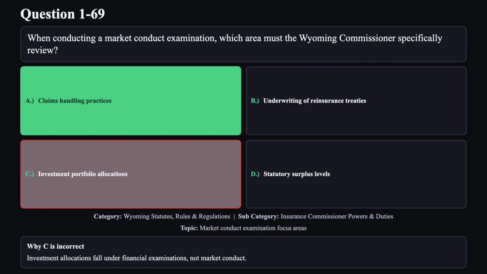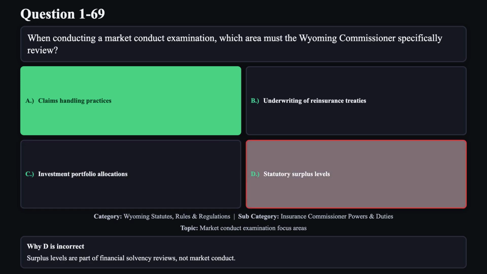Reason C is not correct. Investment allocations fall under financial examinations, not market conduct. Reason D is not correct. Surplus levels are part of financial solvency reviews, not market conduct.